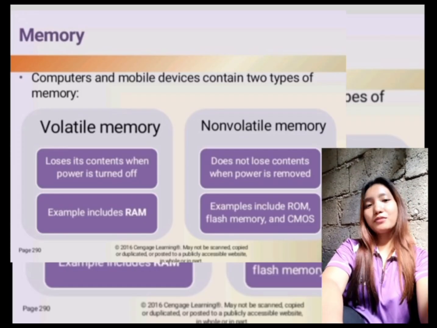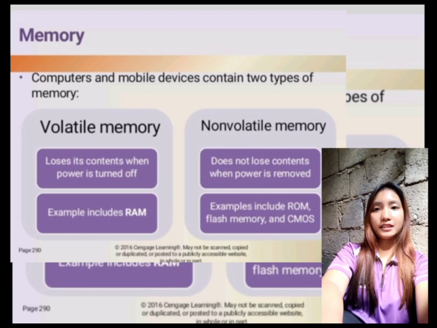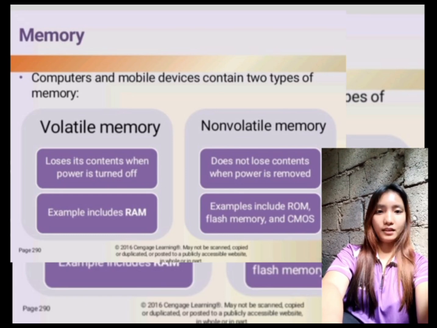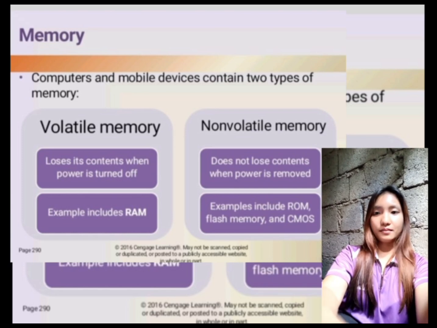The two main types of computer memory. One is volatile memory. This type of memory loses its data when the power is turned off. The most common example is RAM, random access memory. Think of it like a whiteboard. The information is there while you're using it, but it's erased when you turn off the lights.